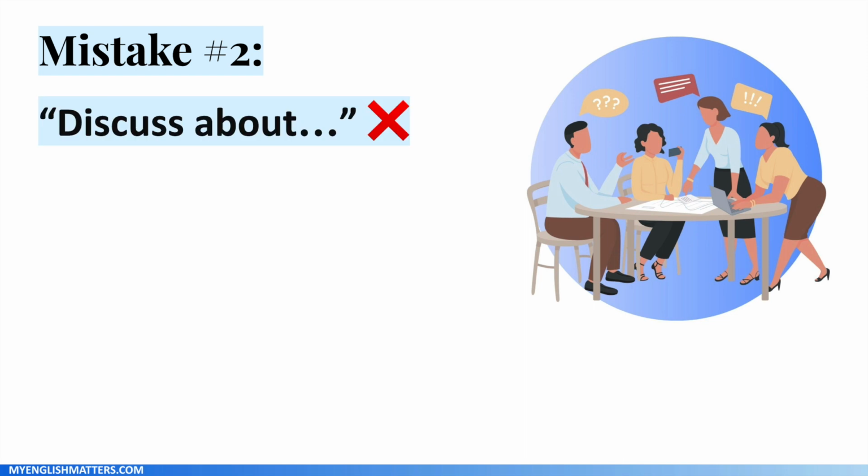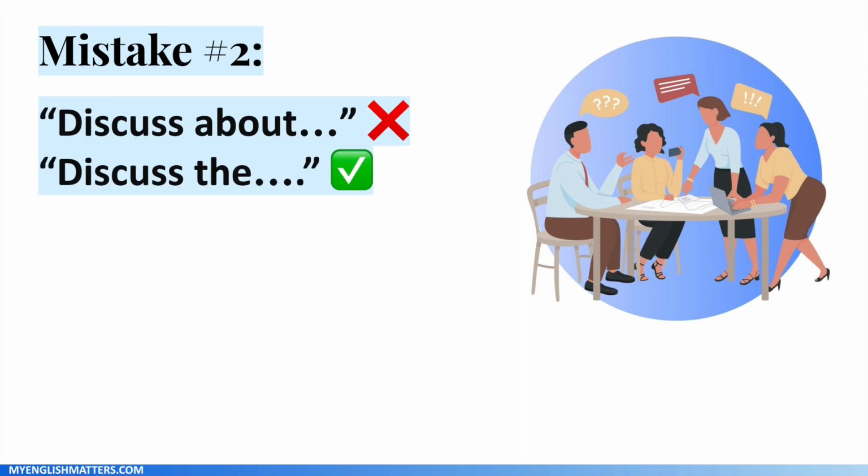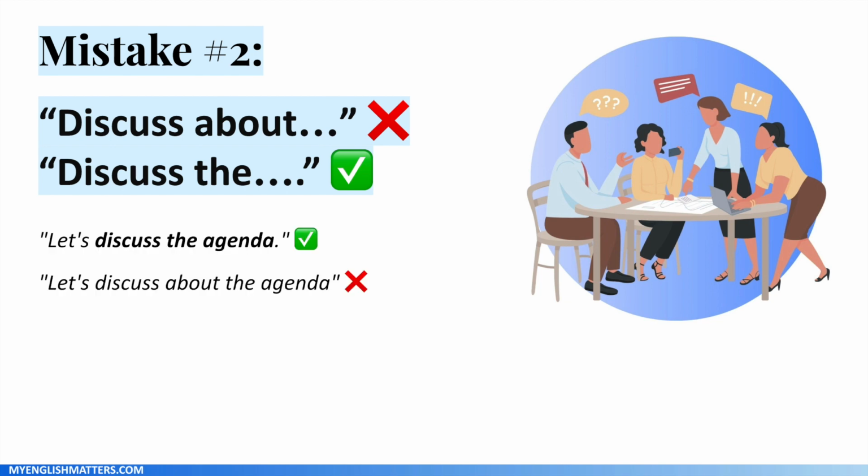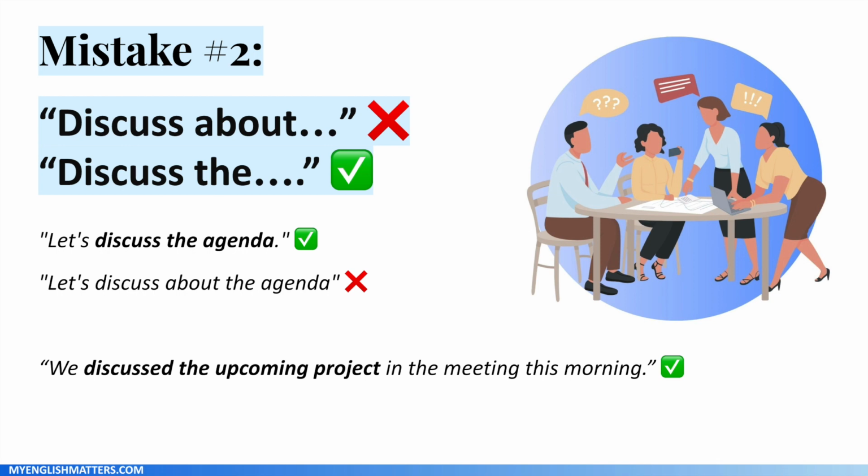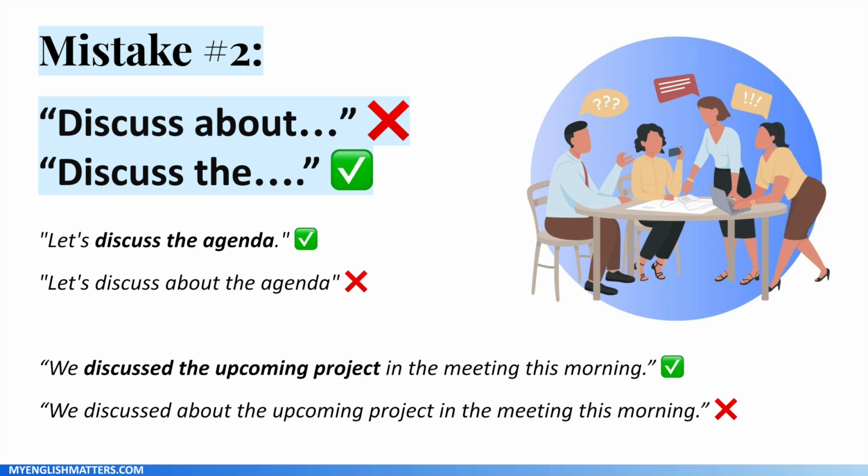Common mistake number 2, saying discuss about instead of discuss the. So when talking about a specific topic, we simply use discuss the. For instance, let's discuss the agenda is correct, while let's discuss about the agenda is incorrect. We discussed the upcoming project in the meeting this morning is correct. We discussed about the upcoming project in the meeting this morning is incorrect.